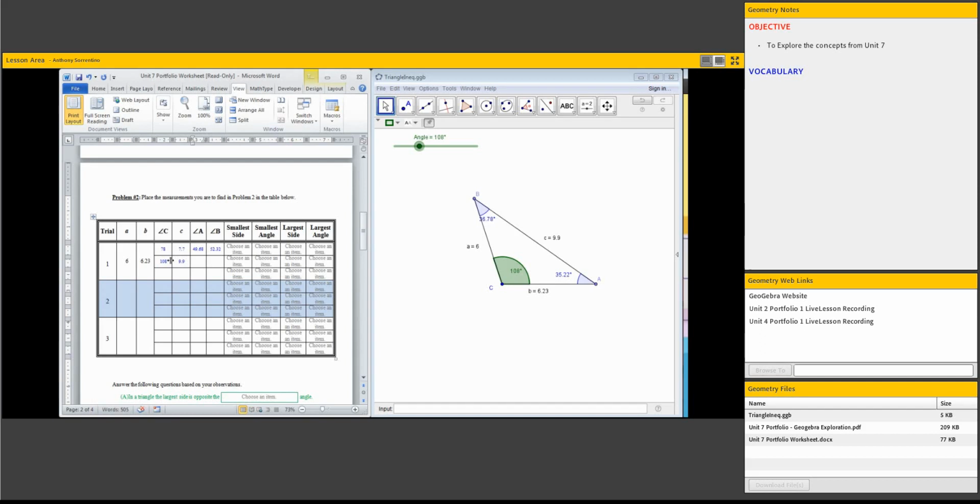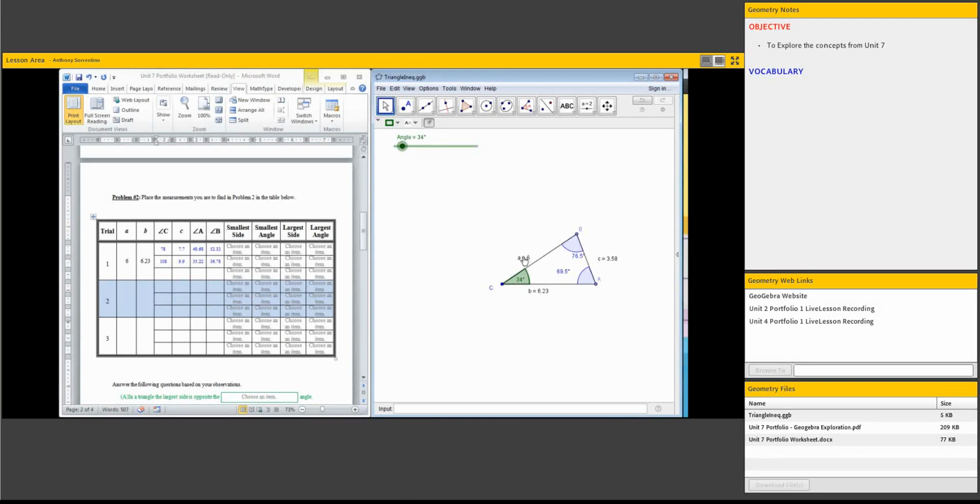Angle A was 35.22, and angle B was 36.78. And I'll do one more with this. Again, I can make it any size I want. I can make it even a smaller angle here. I'll make this like a 34 degree angle.